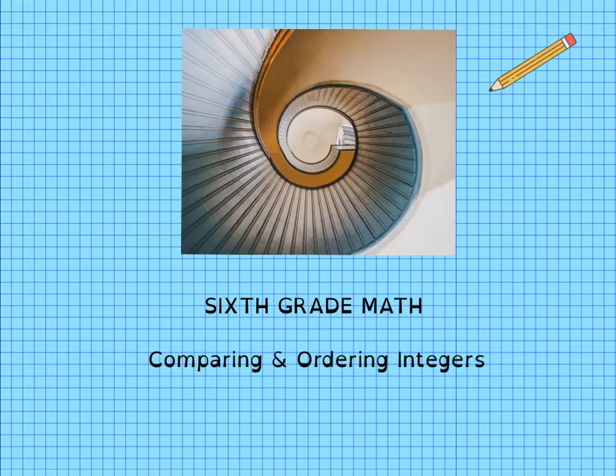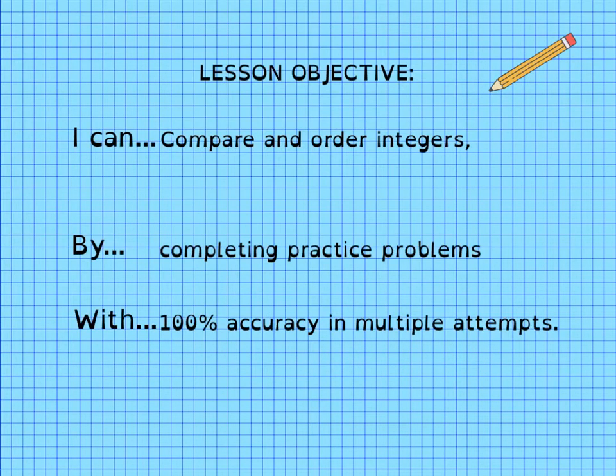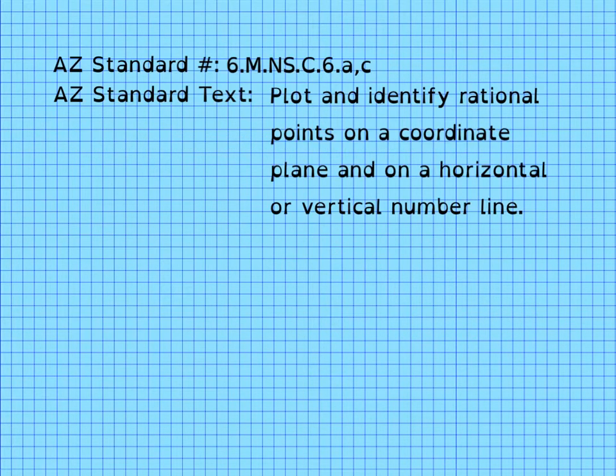Pause while you write the lesson title in your math notebook. Pause again while you write today's lesson objective in your math notebook. Today's objective is I can compare and order integers by completing practice problems with 100% accuracy in multiple attempts. The Arizona standard we'll be working on today is plot and identify rational points on a coordinate plane and on a horizontal or vertical number line.